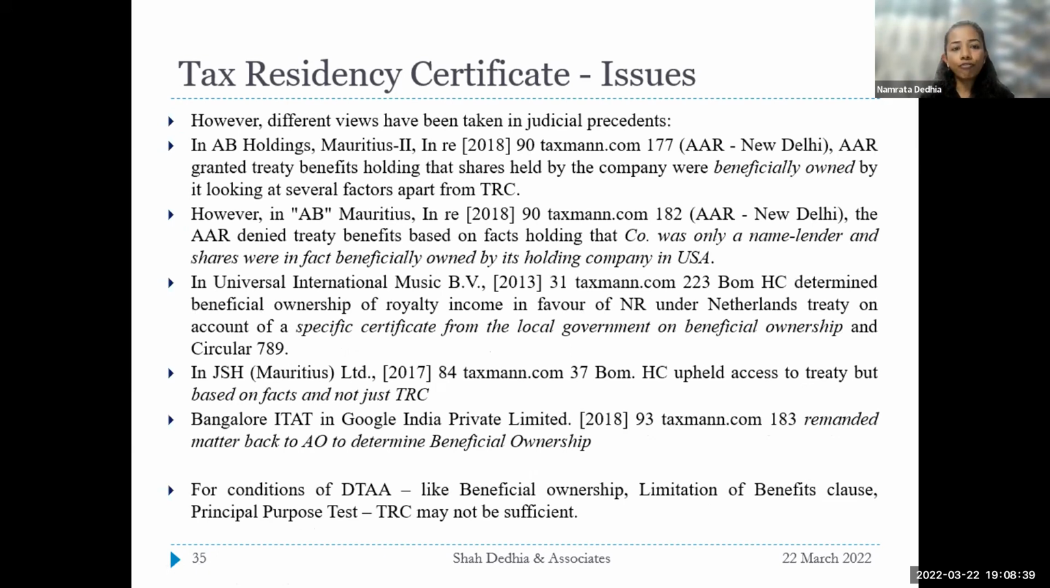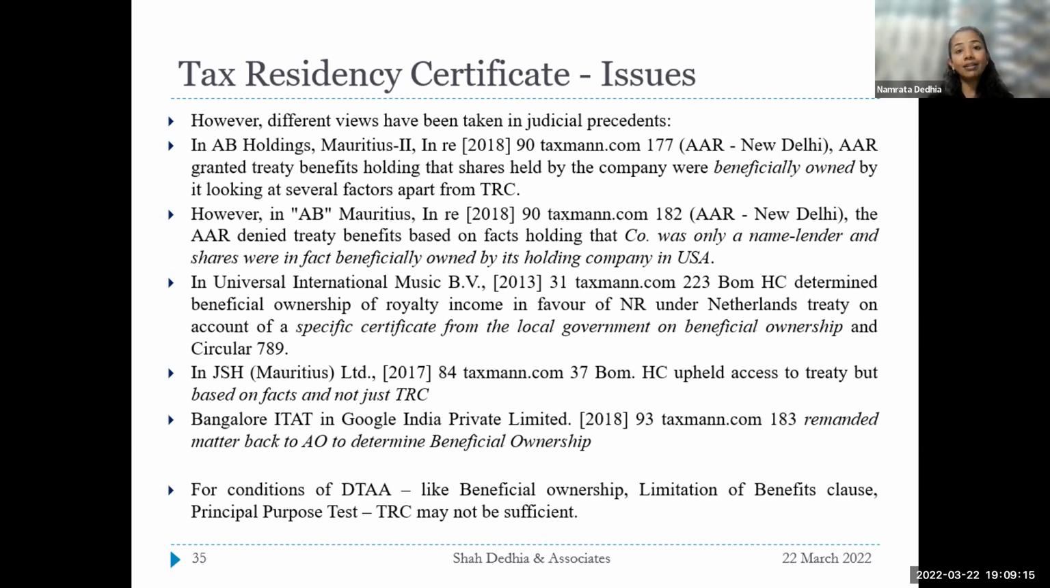You need to go into facts and understand whether that entity is the beneficial owner of the amount that it is receiving or not, whether that entity is really eligible for the treaty based on any local additional conditions levied under the DTAA or by the local government for being treated as a tax resident of that country or not. And after understanding these facts, you take a call whether that entity is eligible for the DTAA.